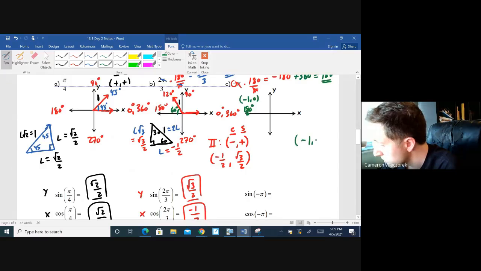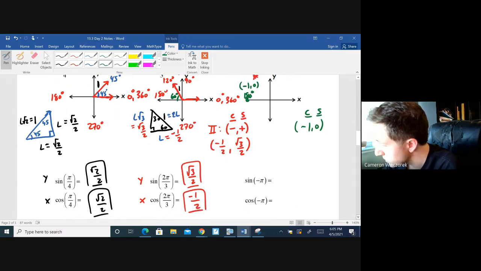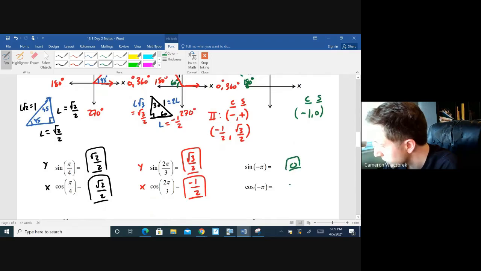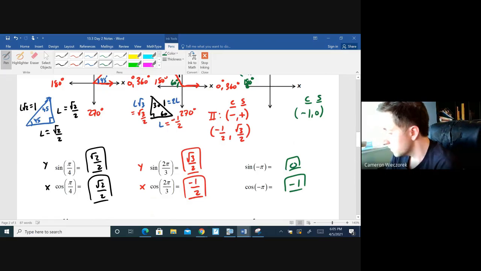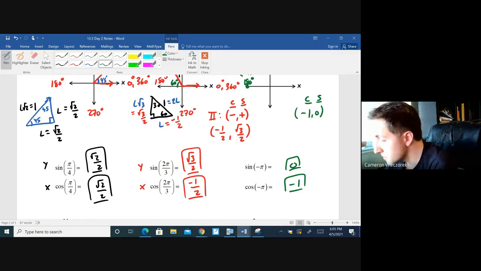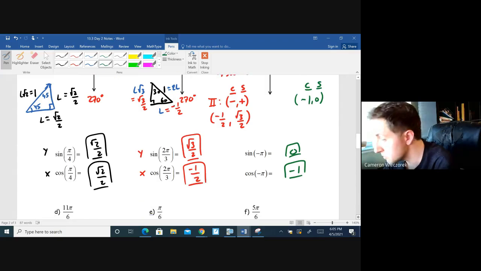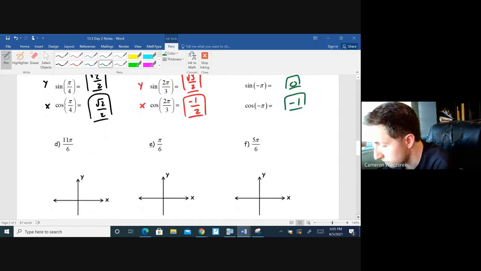Here's my ordered pair. Cosine is x, sine is y. So the sine would be 0. The cosine would be negative 1. So I'd say like 90% of this process is the same thing we were doing in section 13.2. The only difference is I'm converting the radians to degrees first since they gave me the problem in radians.